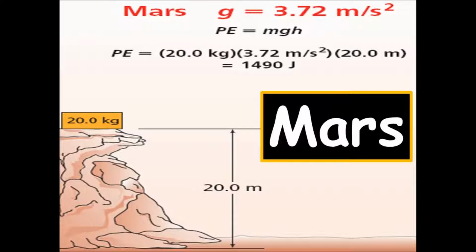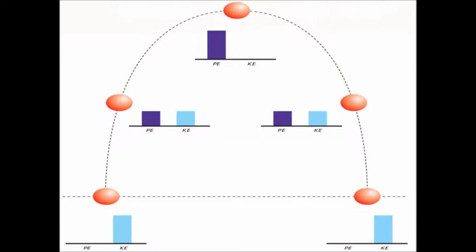Again, I change G relative to the moon. Looks like it's kind of almost tripled-ish, 2.5. I'm going to multiply the potential energy by that much. So relative to the moon, I increase the G, I increase the PE. Earth, I decrease G, I decrease PE.